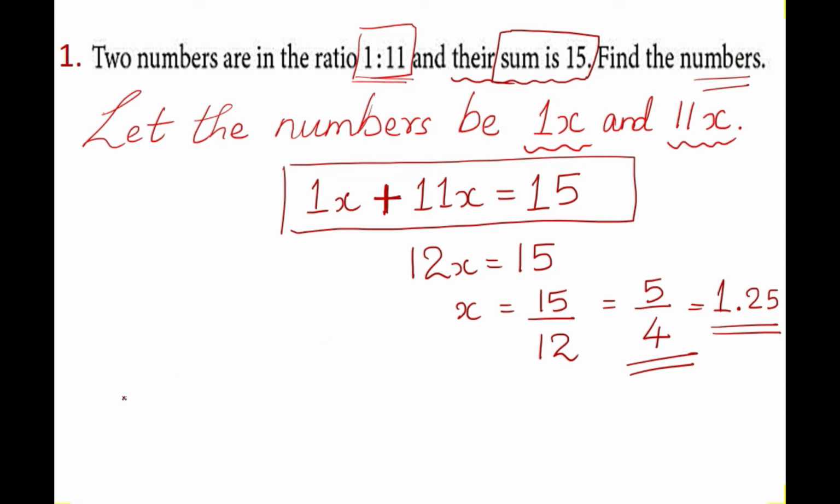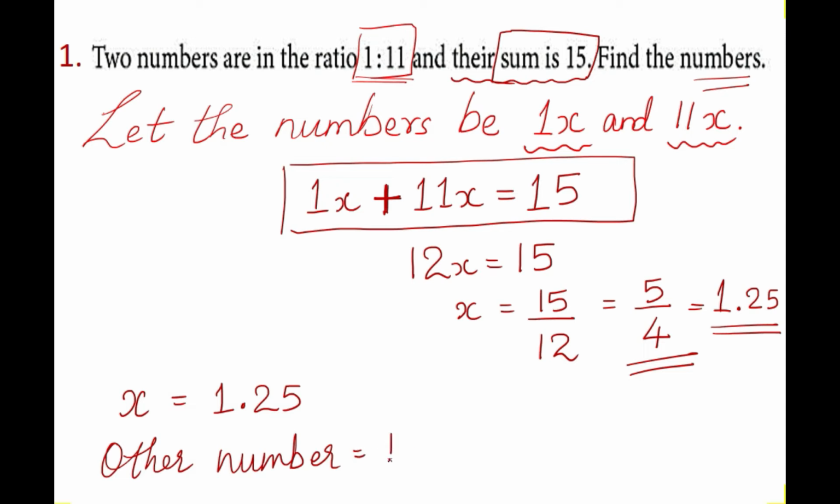We have found x, which is one of the numbers, as 1.25. So the other number, which is 11 times x, is going to be 11 multiplied by 1.25, which is 13.75.